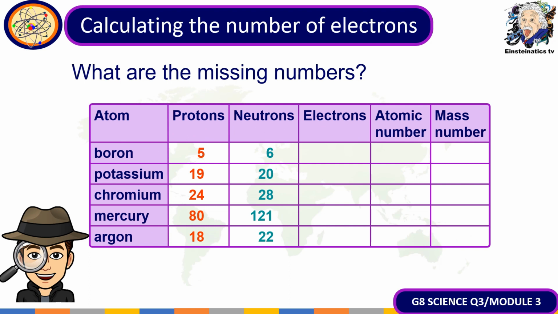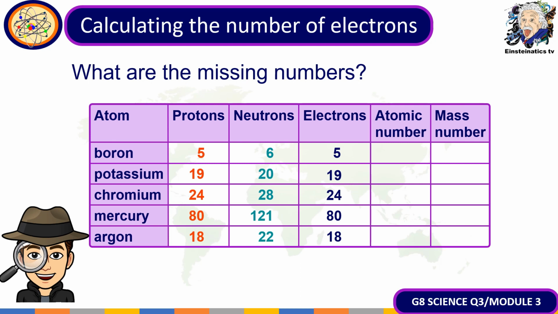This time, try to supply the missing numbers based on the given information. Now, you may pause the video while answering, and you can just press play if you are done. Okay, so here are the correct responses. So as you can see, magkapareho palagi yung number of electrons and protons. So all you have to do is copy the information for the protons for the number of electrons, such as this one.